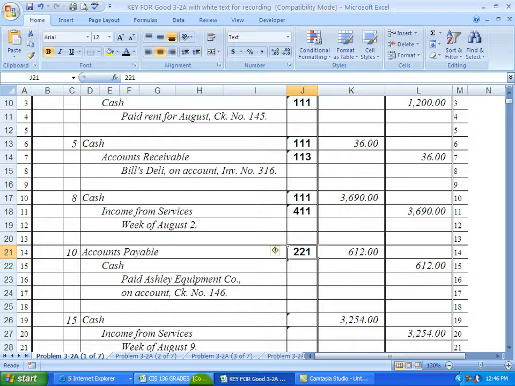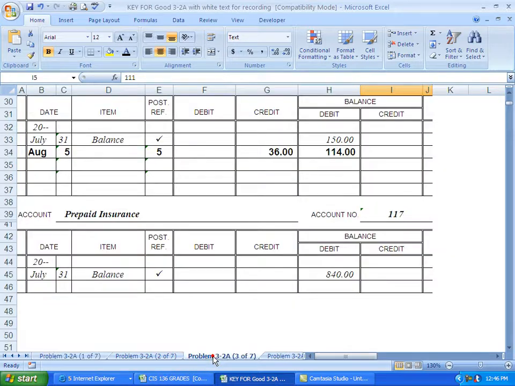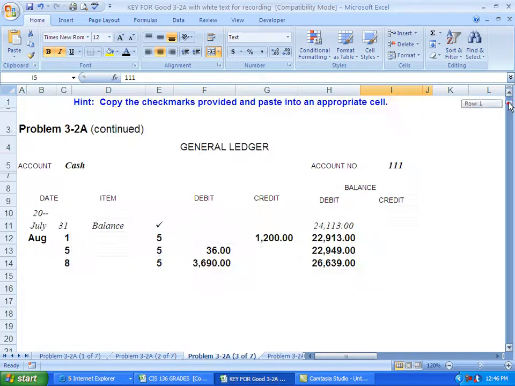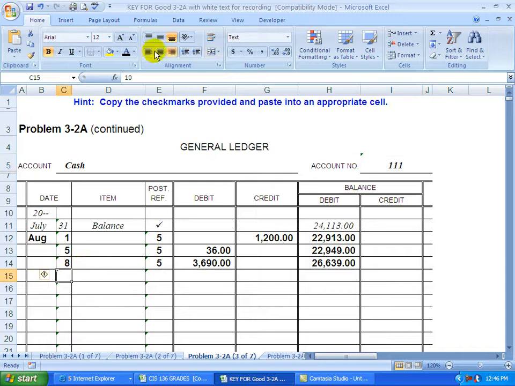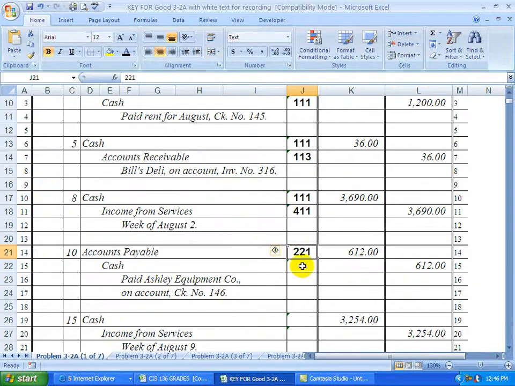Cash is then credited for $612. So we go to the cash account. We're going to put in the date. We're going to put in the amount. It's a credit. So now we have a debit balance that we're crediting. When they're different, you subtract. That'll take our cash down to $26,027. Came from page 5. We take 111 and go back and put it in here.